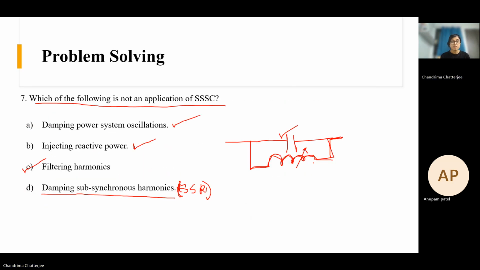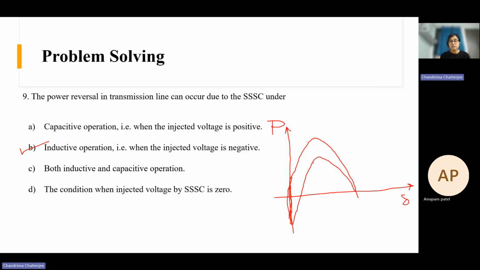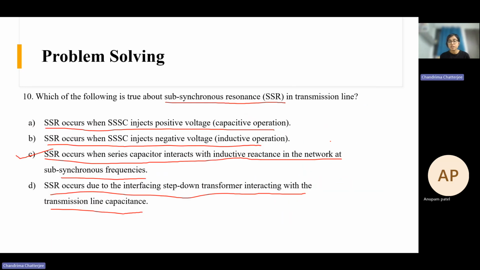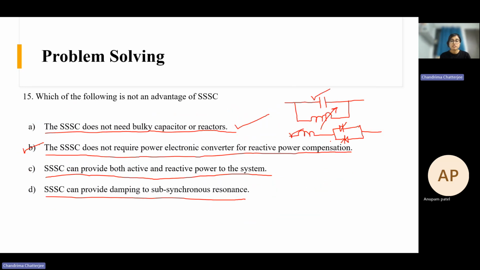So SSSC has many advantages over the other series compensator that we saw, the TCSC, right? Because there is no bulky capacitor or inductor required, and it can provide both active and reactive power. That is true. So SSSC is advantageous in many aspects.